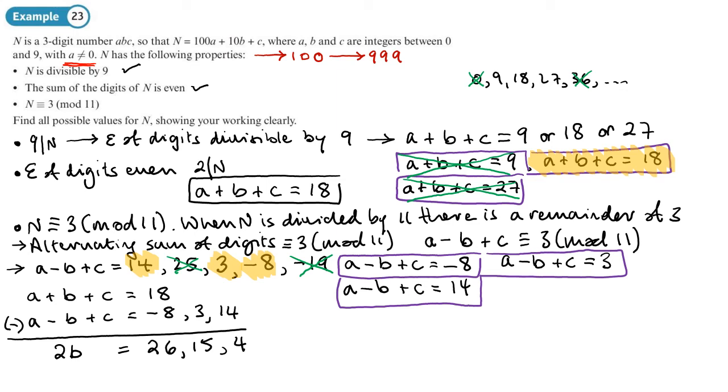Now, since b is an integer, 2b can't be 15, because you can't do 2 times a whole number to get 15. And since b is between 0 and 9, one of the digits of this 3-digit number, we're not going to get 26 because b would have to be 13. So we'll cross that one out as well. So the only possible value is that 2b equals 4, which means b equals 2. And that came from when we had a minus b plus c equal to 14.